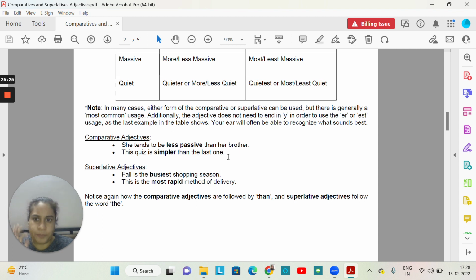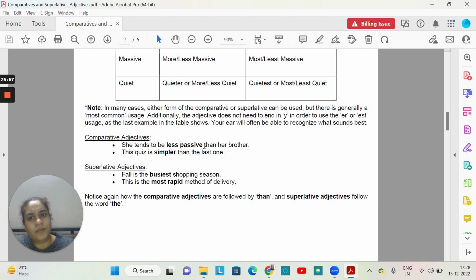You can do that. But now let's look at another example over here. If you look at it, you have simple, right? This quiz is simpler than the last one. What we did was we added er to it. We did not use more simple or less simple. We simply used er.